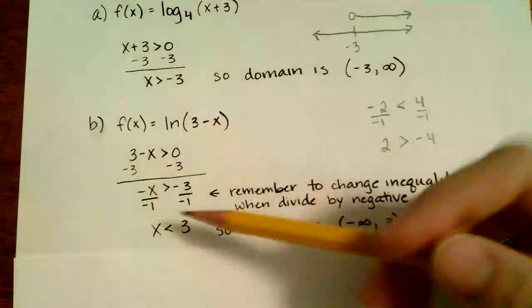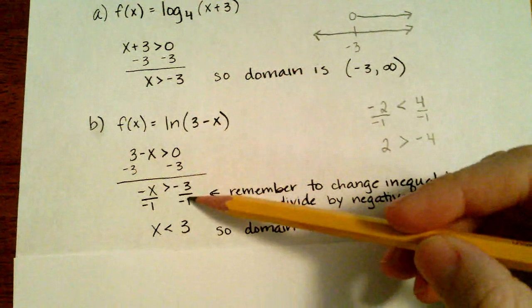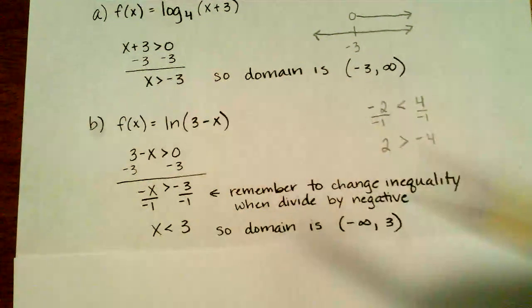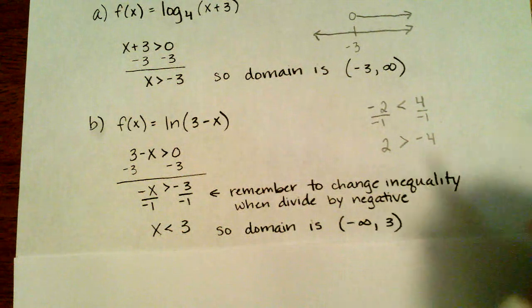Okay, so that's what I did here. I had negative x. I needed to divide by negative 1 on both sides. I got x is less than 3, so my domain is going to be negative infinity to 3.